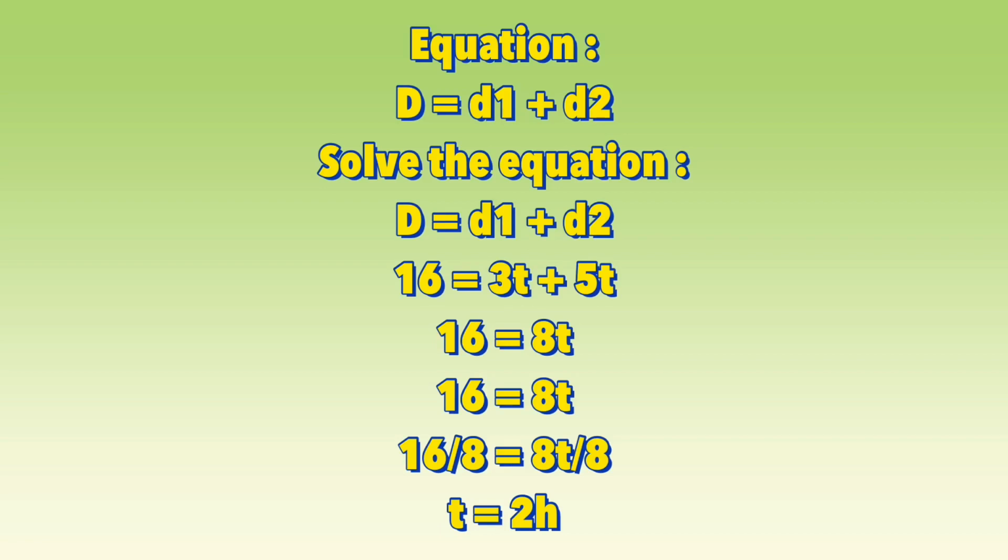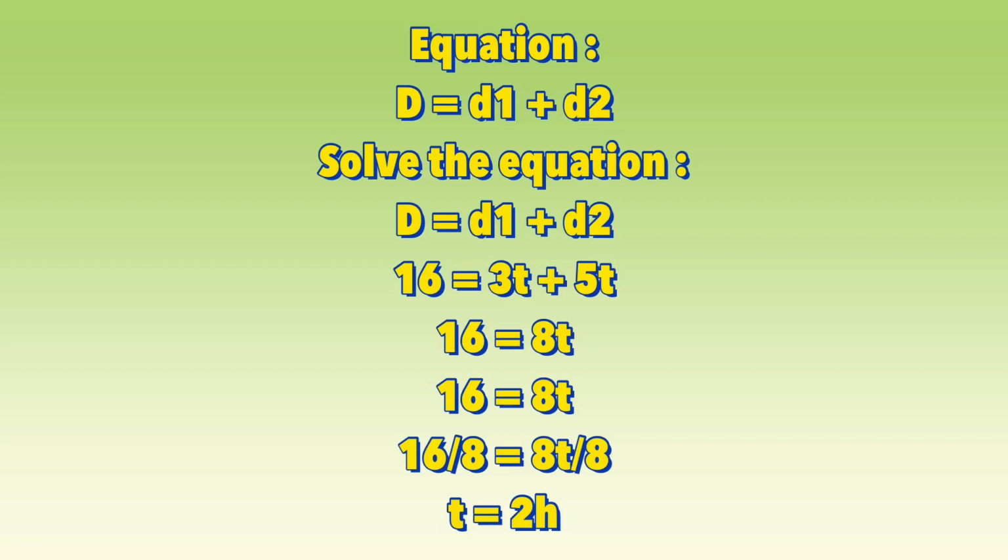So the rate of Lorna is 3 kilometers per hour times T. So that's why it becomes 3T. Plus the rate of Peter, we have 5 kilometers per hour times T. So that's why it becomes 5T. Then we have to simplify. We're going to add or combine like terms. 3T plus 5T equals 8T. And just copy only the 16.